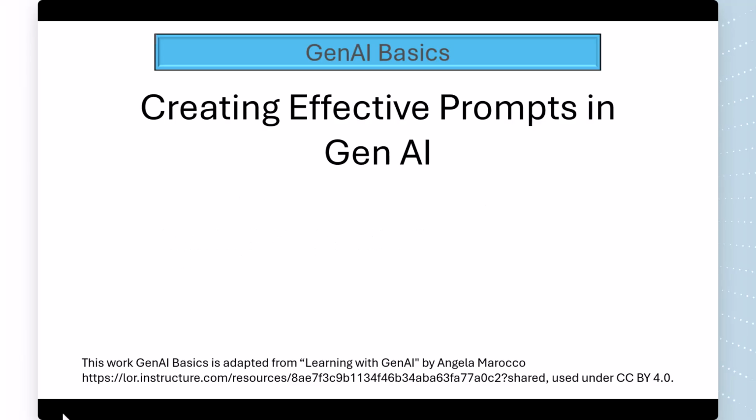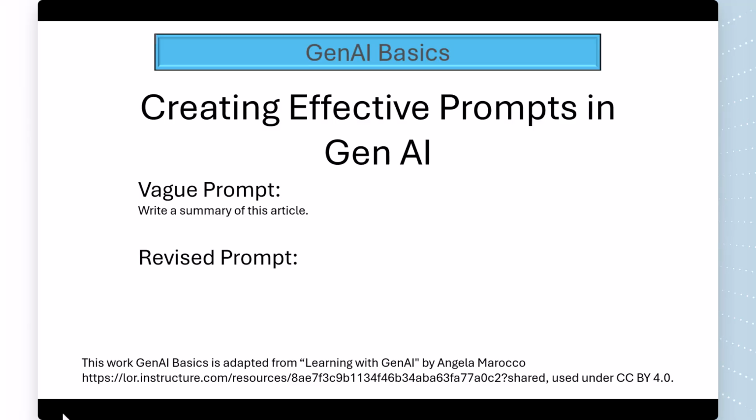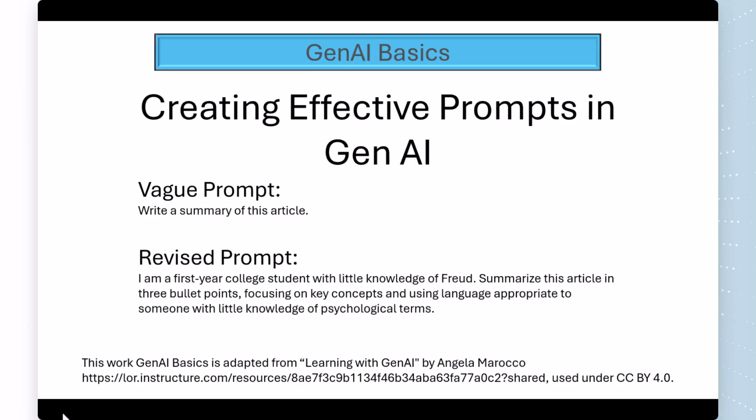Let's look at some vague prompts and how to revise them. Vague: Write a summary of this article. Revised: I am a first-year college student with little knowledge of Freud. Summarize this article in 3 bullet points, focusing on key concepts and using language appropriate to someone with little knowledge of psychological terms.